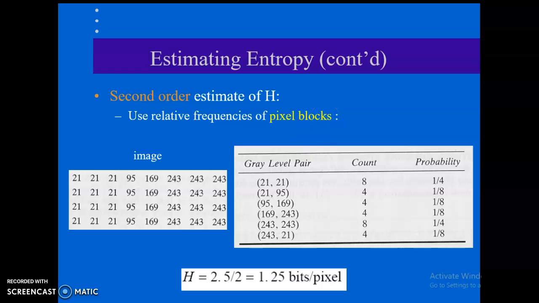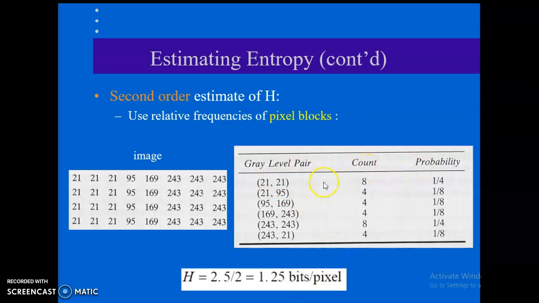Estimating entropy. Second order estimate of H. Use relative frequencies of pixel blocks in the image for the corresponding gray level pair count and probability. H equals 2.5 divided by 2, which equals 1.25 bits per pixel.